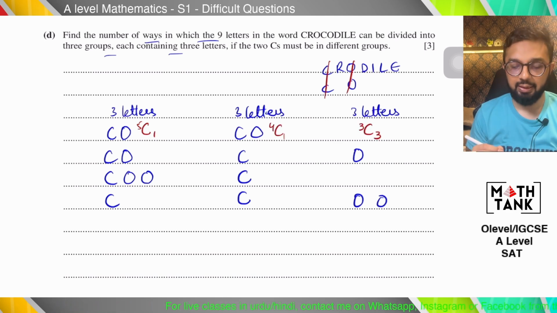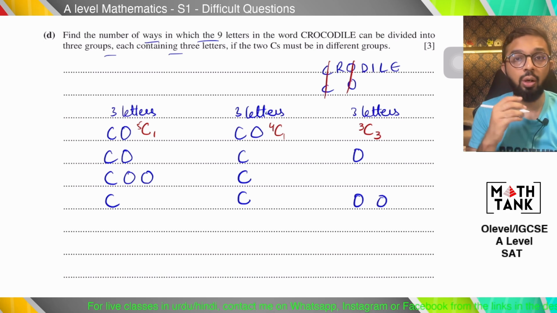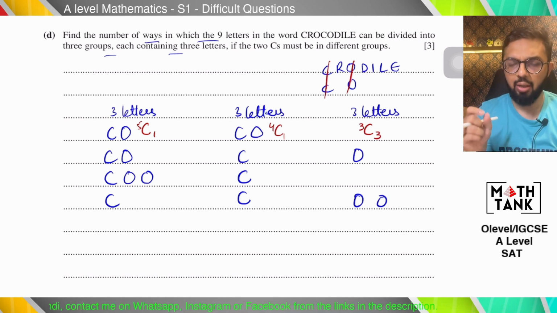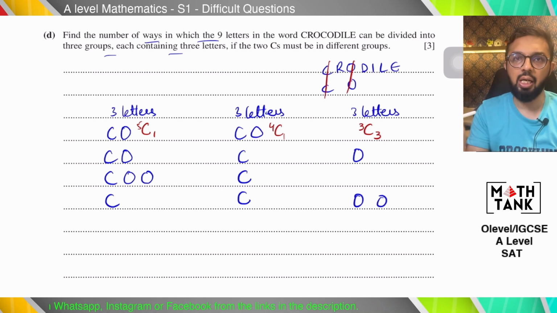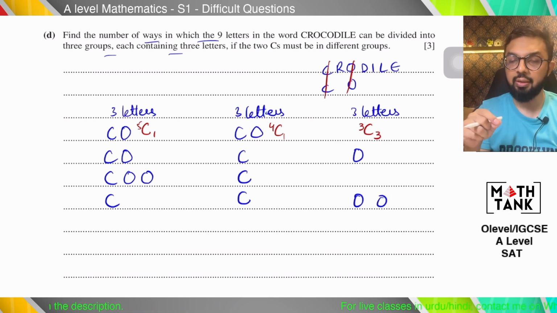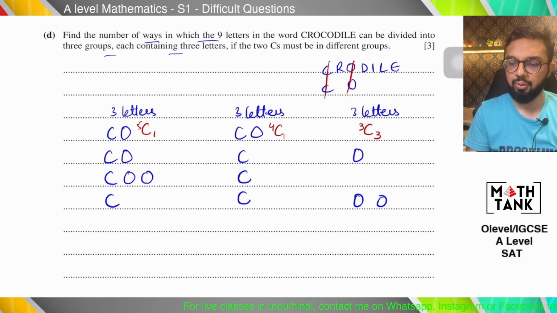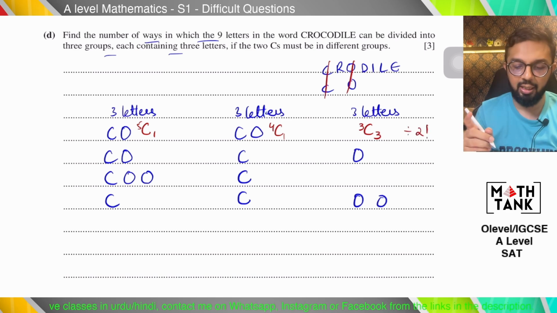But the problem with this is that CO and CO were an identical group. When I say CO 5C1, I'm counting COR, COD, COI, COL, and COE. Then when I say 4C1 again, I'm again counting COD, COI, COL, COE. I've just reduced one of them. So I've sort of double counted. So I'm going to say that there's a double counting of 2 going on since 2 groups are identical. So I'm going to divide by 2 factorial.